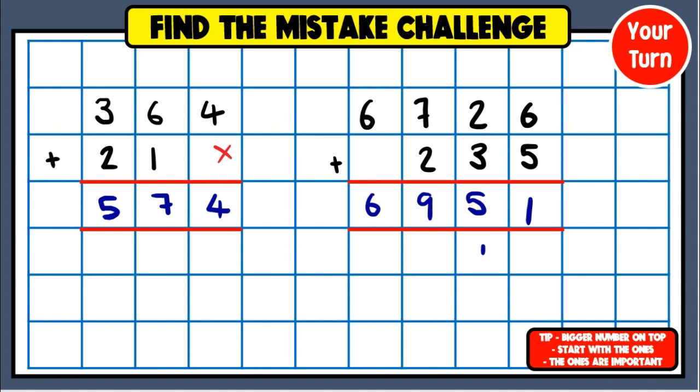Alright, second one, let's have a look. 6,726 add 235. 6 add 5 is 11. I've got the 1 there, I've carried over. 2 add 3 is 5, add the 1 is 6. And there you go, I can see the answer there. It should be 6. I forgot to add the carryover. 7 add 2 is 9, and 6 is there. So everything's right apart from not doing that.